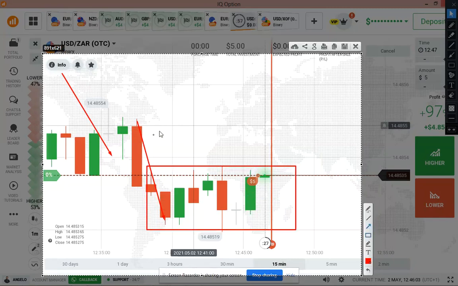So whereby we have some sellers at this area. Then the candle stops at the sellers area with a rejection. So I'm expecting sellers entry.